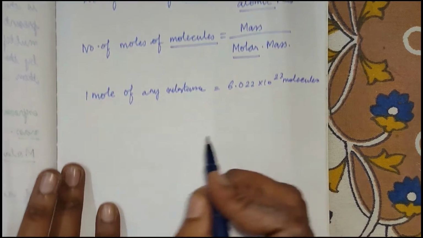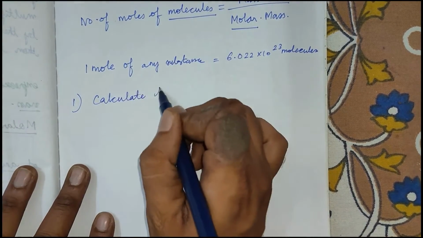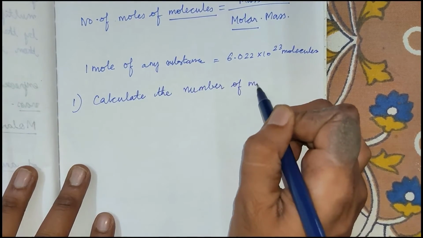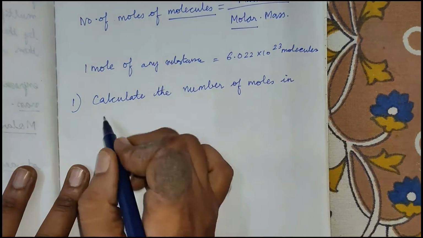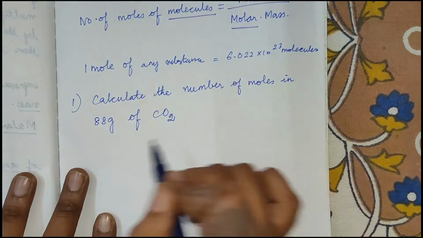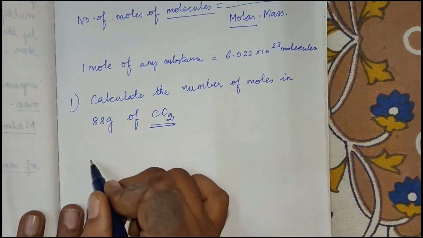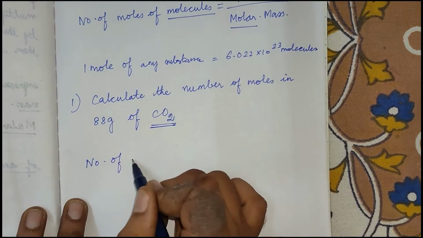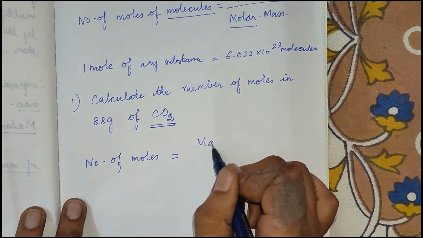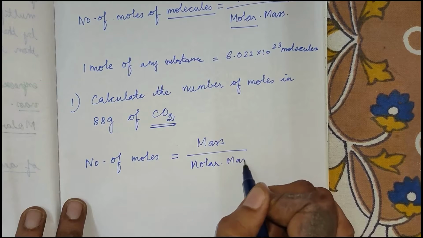Now we'll go for a problem. Calculate the number of moles in 88 grams of carbon dioxide. So this is very simple actually. This is a molecule. You must remember that this is a molecule. What is the formula for that? Number of moles is equal to mass by molar mass. So that is the formula.